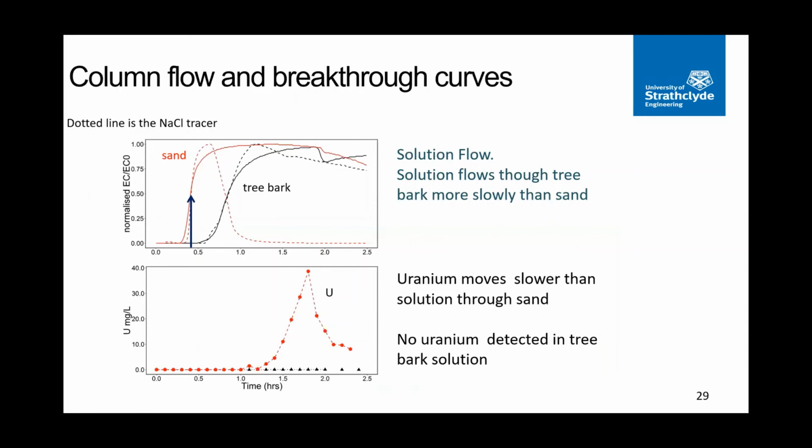So the results came back. The dotted line is my tracer, which I ran through first, and the solid line is the uranium solution detected by EC. The solution went through faster through the sand and much slower through the tree bark and sand. That was all very well, but when we looked at the actual concentration in the fractions, uranium is still present at ppm levels, in milligrams per litre, but we get almost nothing coming through from the tree bark. I ran this experiment much longer than 2.5 hours. It went on for 6 or 7 hours, but that's the interesting part of the spectra.